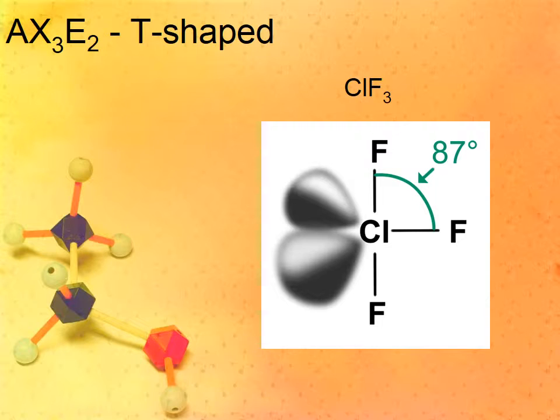The example for T-shaped is chlorine trifluoride. Again, as you can see from this structure, the angle between the fluorine in the vertical plane and equatorial plane is close to 90, but it's somewhat less than that, simply because those 2 lone pairs are pushing the bonding pairs somewhat away from themselves, a little more effectively than, of course, another bonding pair would.